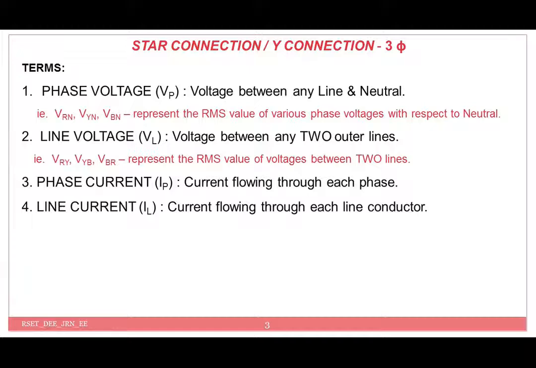Whenever a load is connected, current flows through the load, and you can see the current flowing through each phase is represented as phase current, I subscript capital P, and the line current flowing through each line conductor can be represented as IL. And you already know the line current is same as the phase current. You can either write it as IL equal to IP or IP equal to IL. I am talking about the star connection because in the 2 wattmeter method I have taken the star connection into consideration. Now star connection is otherwise known as the Y connection.